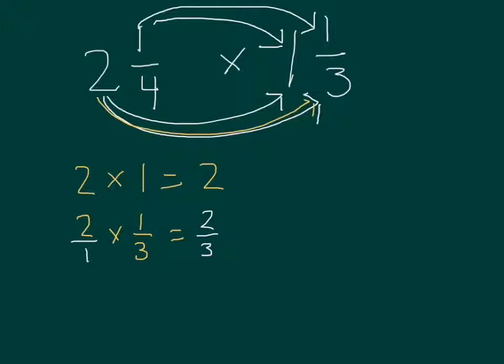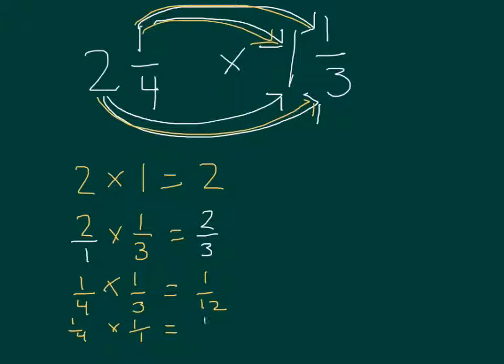Okay, now moving to the top strand, I have the 1/4 times the 1/3, and it doesn't matter what order you do these in as long as you get them all. And lastly, 1/4 times 1. And I'll just add that 1 to keep it a fraction. So now what I'm left with is a series of whole numbers and fractions that I have to add. So it is quite a bit more steps than the other method. So you just need to figure out what method works best for you.